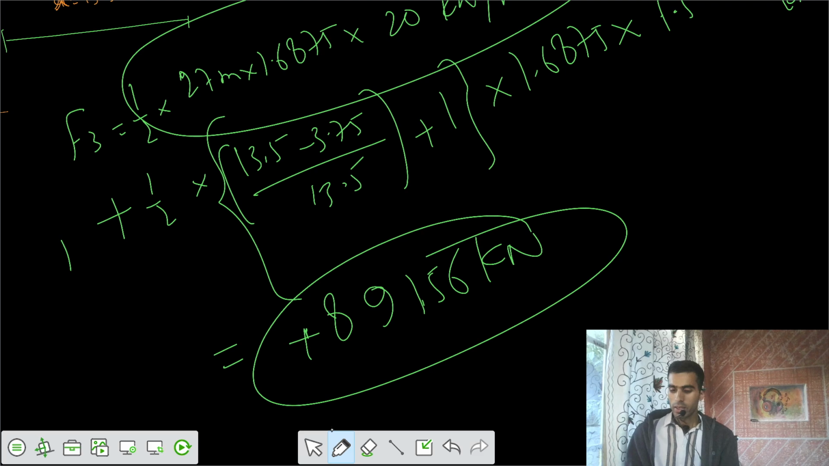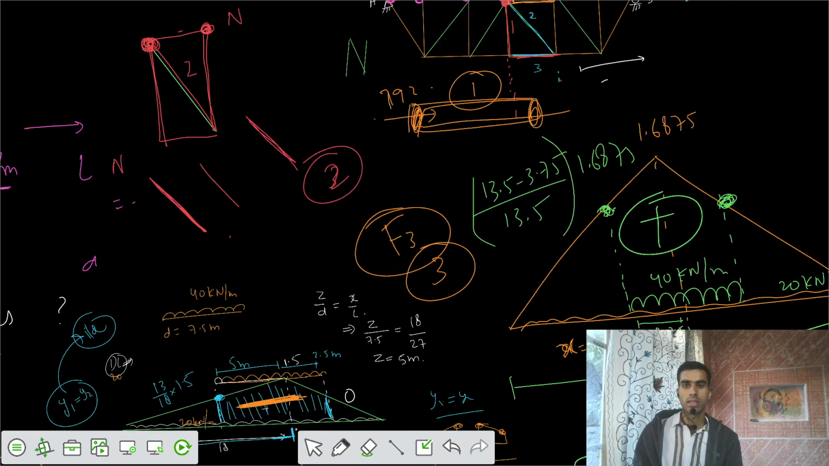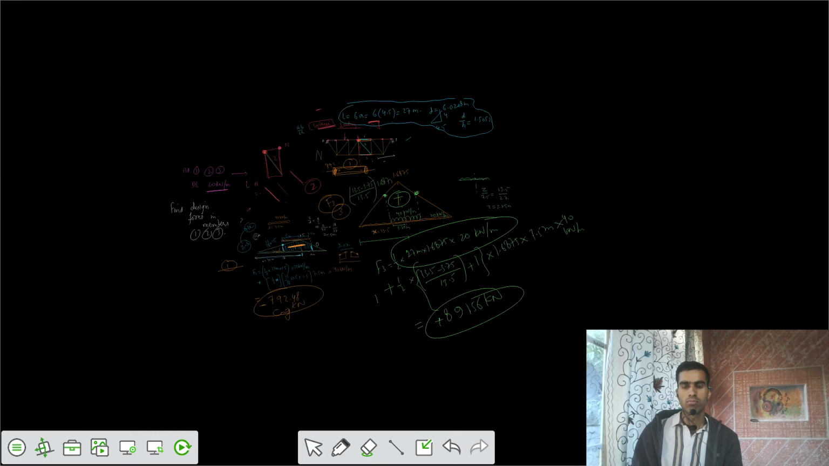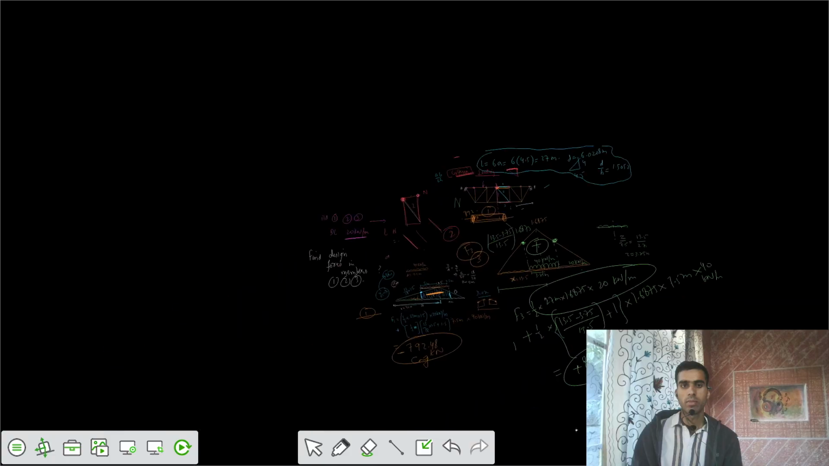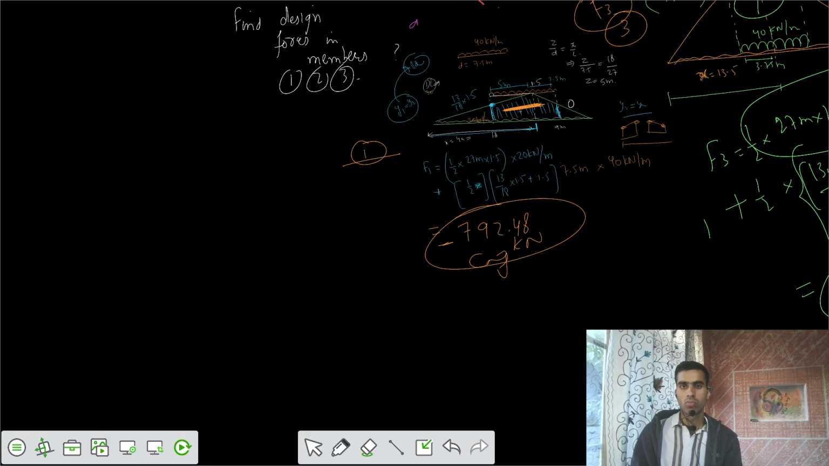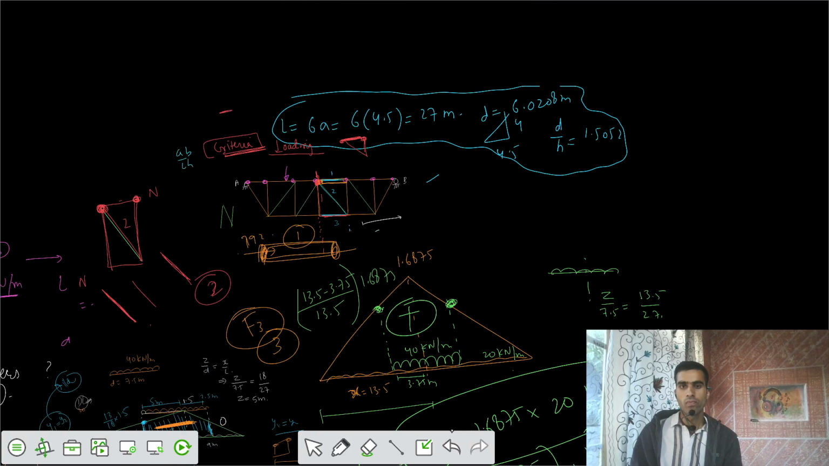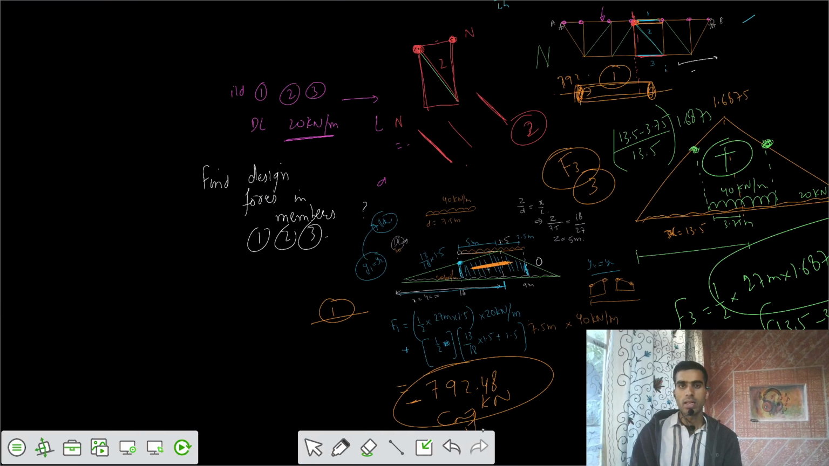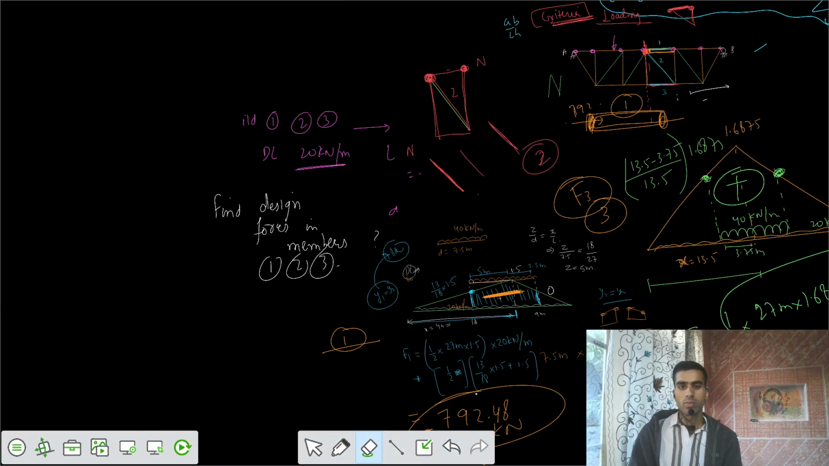Now for the third case. Let's go for the third case now. We had that diagram already. Let's make the diagram again. Let's remove all this stuff.